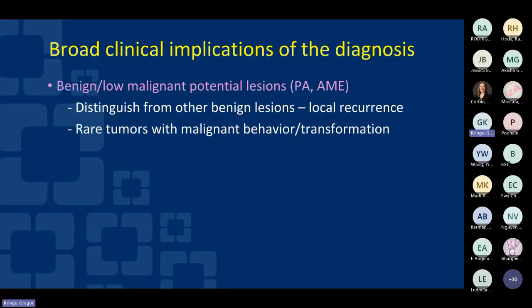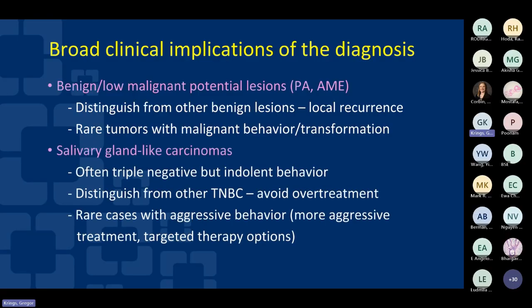There are broad clinical implications for the diagnosis of these tumors. Tumors that are benign, like pleomorphic adenoma, or that have low malignant potential, like adenomyoepithelioma, should be distinguished from other benign lesions due to a risk of local recurrence, and in some cases can also undergo malignant transformation. Salivary gland-like carcinomas are interesting in that they're often triple negative, but have indolent clinical behavior in most cases, and so need to be distinguished from other triple negative breast cancers, especially to avoid overtreatment.